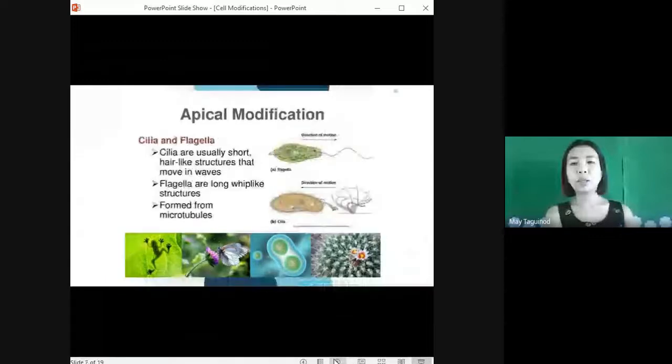All right. So let's start with cilia and flagella. So cilia are usually short, hair-like structures that move in waves, while flagella are long whip-like structures, and they are formed from microtubules. Okay. So cilia are membrane-covered extensions of the entire apical surface. So they move in waves, often moving a surface coat of mucus material, while flagella are also concerned with movement.